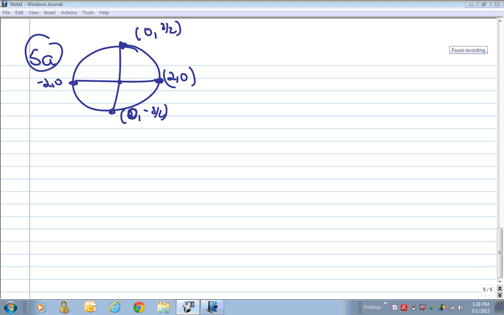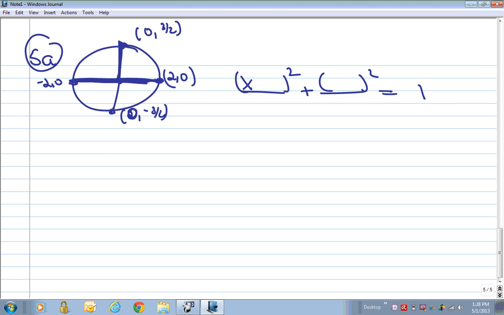This time we want to write the equation from just a picture. So we know we're going to end up with a fraction plus a fraction equals 1, with x something squared and y something squared, and a or b in the bottom. So we have to think about, is the distance of 2 greater than the distance of 3/2? It is. So our major axis is this way. That means this is our a value right here, and that would be 2. So a equals 2. It's like the x-axis, so 2 squared, which is 4, would go under x.